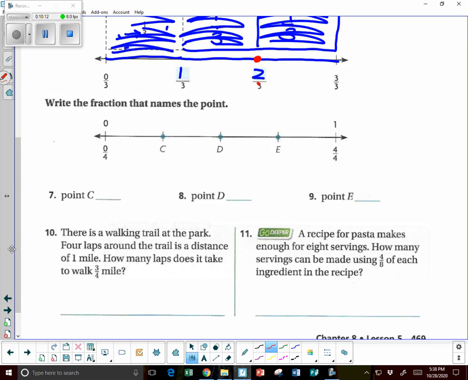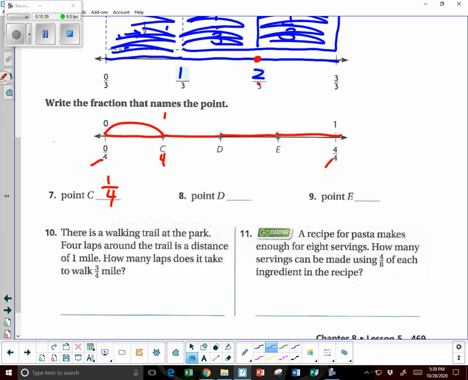Write the fraction that names the point. How many parts is this broken up into? Well, let's count. 1, 2, 3, 4. It's broken up into 4 parts. So let's look at this. If I jump to see, how many parts is that? Well, it's out of 4, so I jumped once. So it's 1 out of 4.